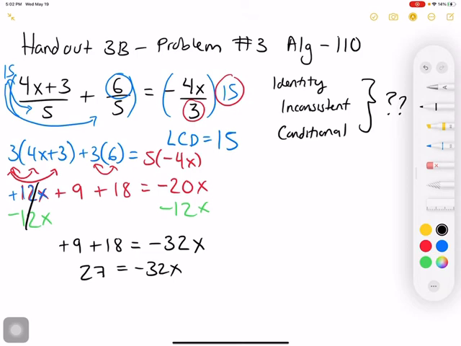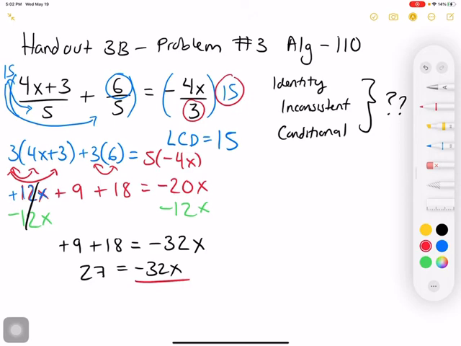Now at this point, some people get confused. Okay, they think this is going to be an inconsistent equation because those two numbers, I mean, they're not divisible by each other, or they're not going to cancel out or anything, but the reality is that this is going to be a conditional equation, not an inconsistent equation. Why? Because over here I can keep going.